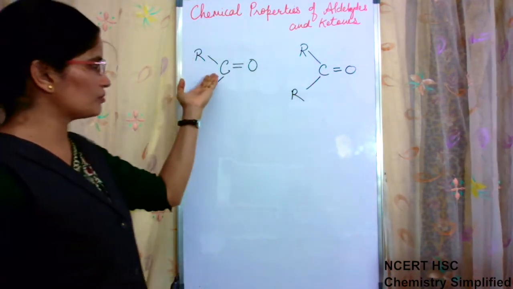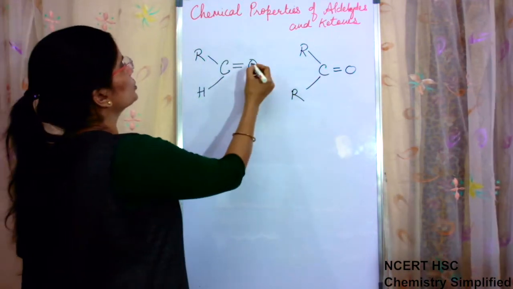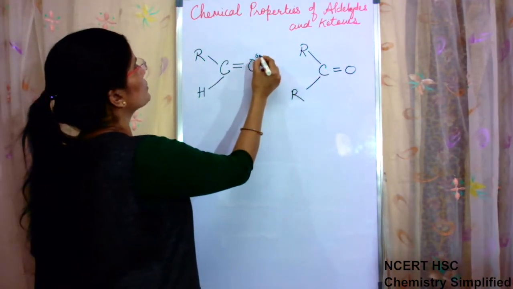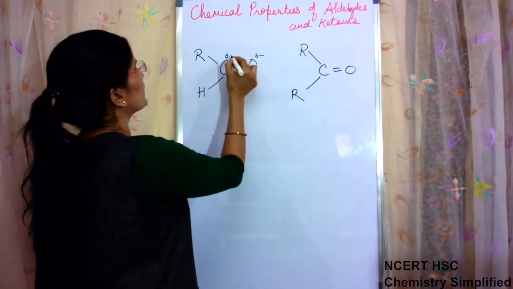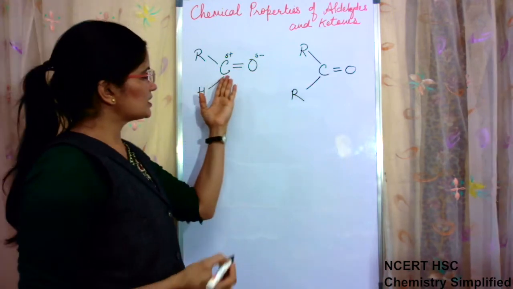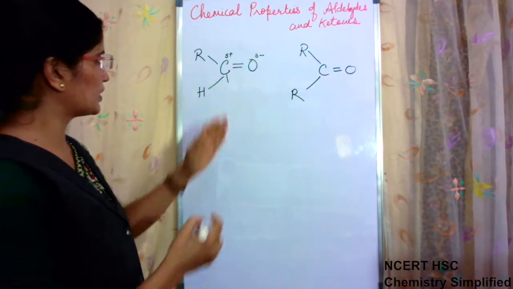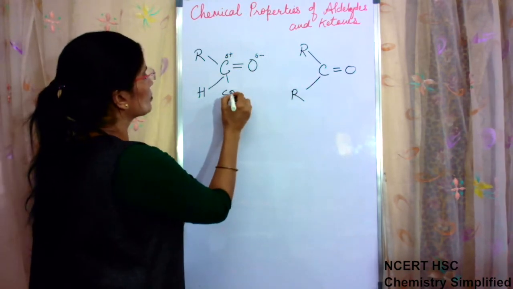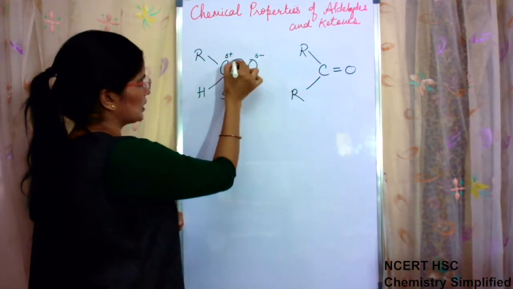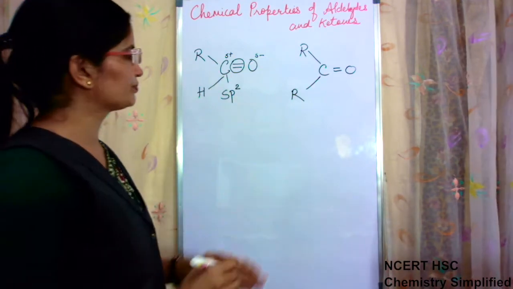Now when it comes to charge separation, then out of the two, oxygen will acquire partial negative and the carbon will acquire partial positive charge. The hybridization of this carbon atom is sp2, because one of its bonds is a double bond. Whenever a bond is double, the hybridization is sp2.